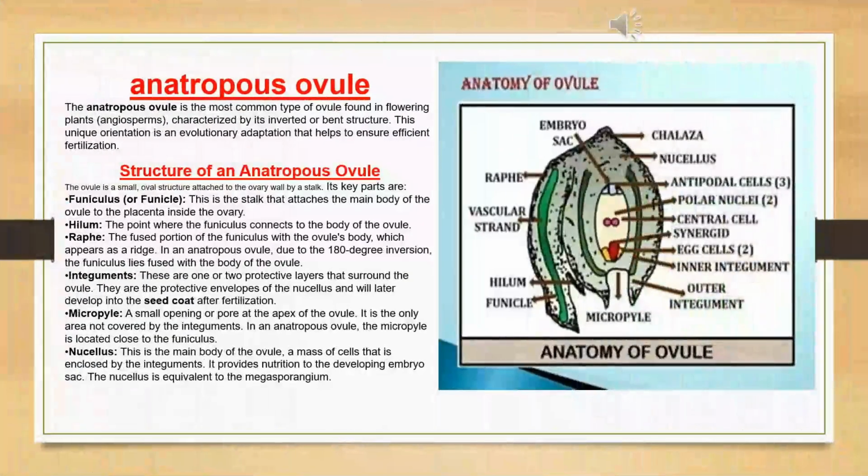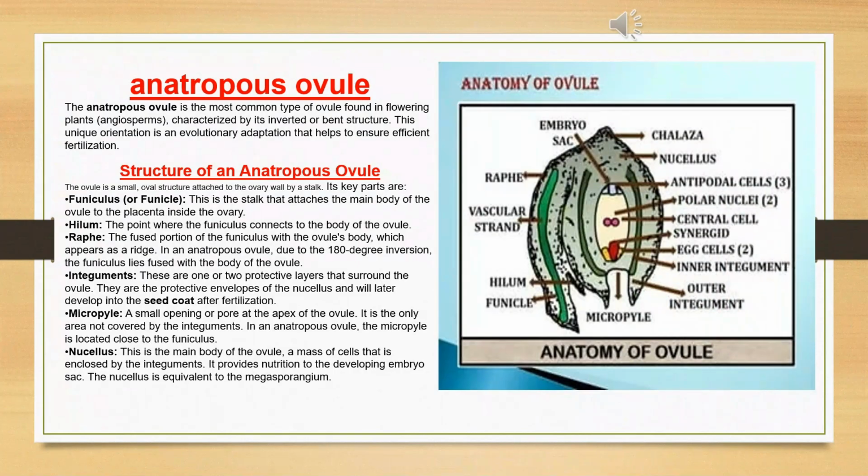Anatropous ovule. The anatropous ovule is the most common type of ovule found in flowering plants called angiosperms, characterized by its inverted or bent structure. This unique orientation is an evolutionary adaptation that helps to ensure efficient fertilization. Now we'll see the structure of the anatropous ovule.